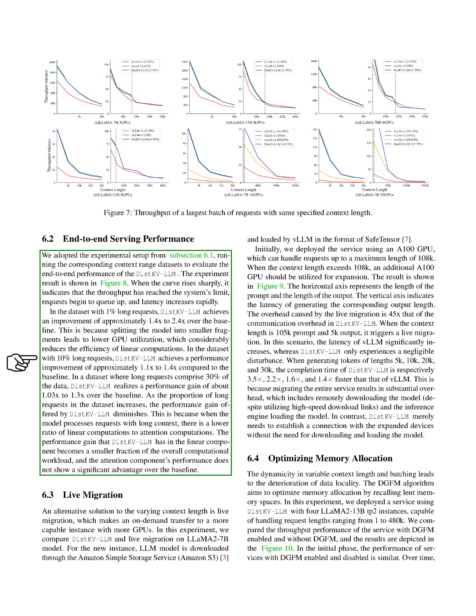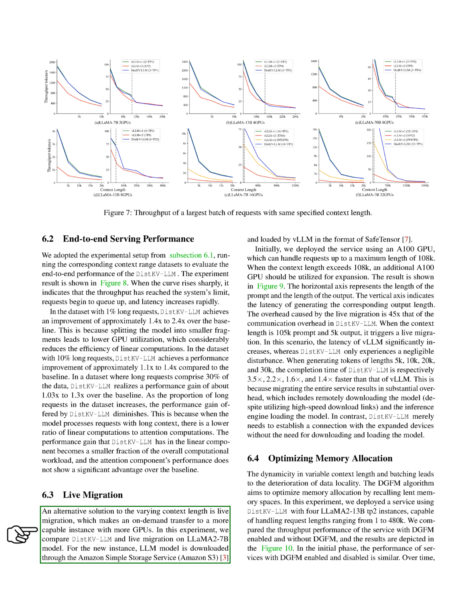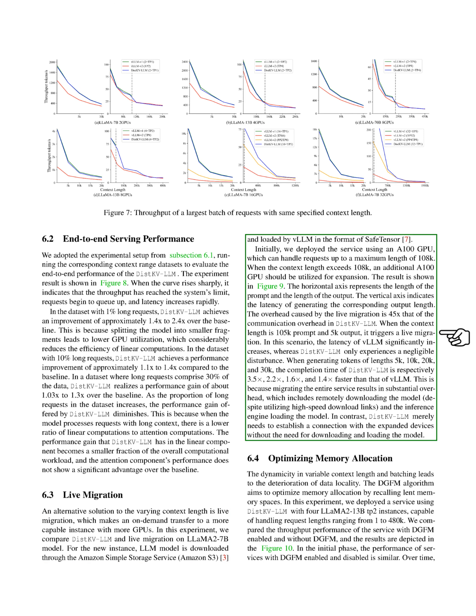Section. Live migration. Let's discuss the concept of live migration. This is a method that allows us to transfer to a more powerful instance with more GPUs when needed. We conducted an experiment comparing DistKV-LLM and live migration using the Llama 2 7B model. Initially, we used an A100 GPU, which can handle requests up to a length of 108,000. If the context length goes beyond this, we need to use an additional A100 GPU.